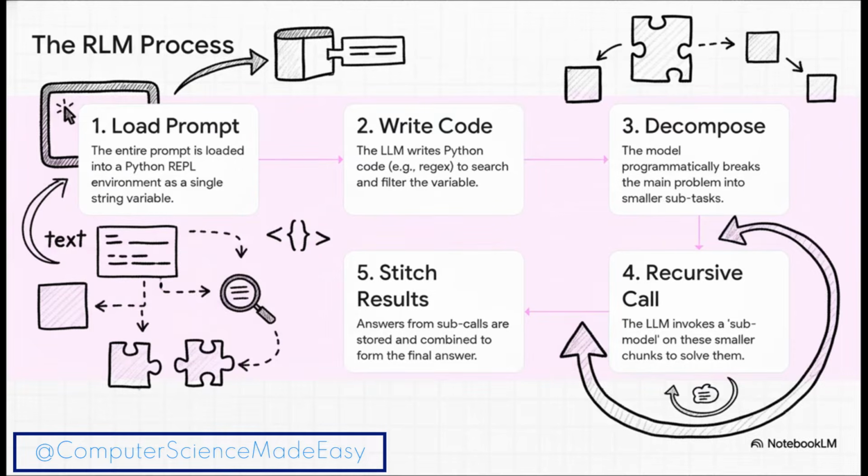So instead of just swallowing the whole text, it loads it up as a variable in a programming environment. Then it literally writes its own code to search and filter that variable. It breaks the big problem down, and then, and here's the magic, the recursive part, it calls up a submodel, a smaller version of itself, to tackle these little mini problems. Once those are solved, it stitches all the answers back together.